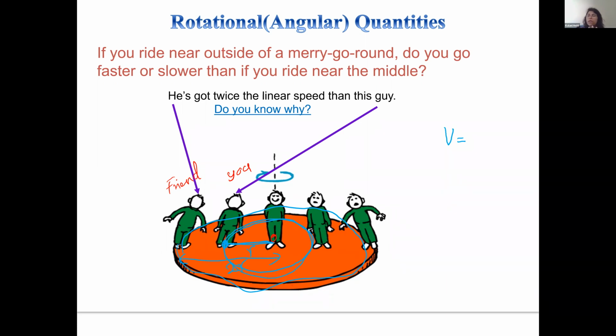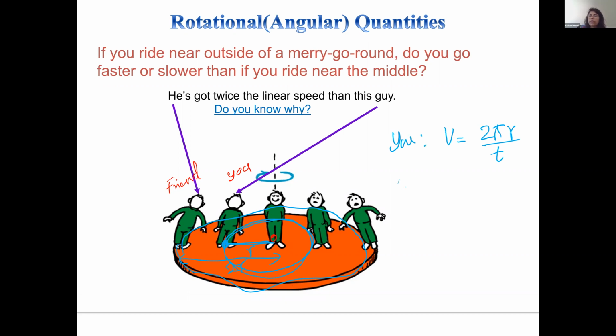what is the distance you travel? That will be the circumference of the circle. That is 2 pi r, right? And time, we'll say it will take a time to complete one cycle as T, right? So now this is for you.